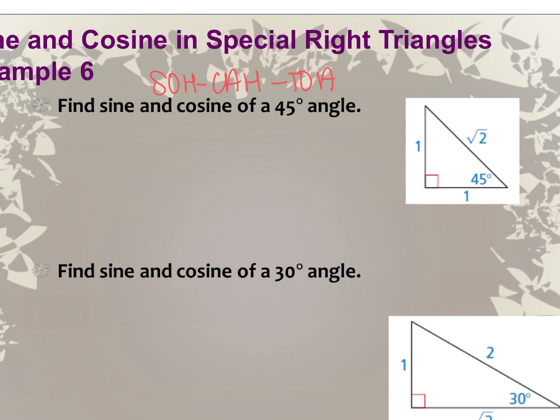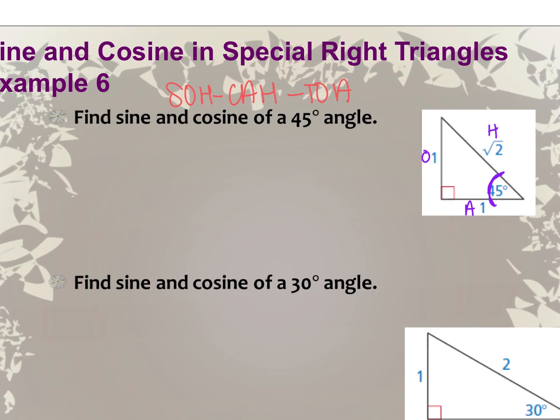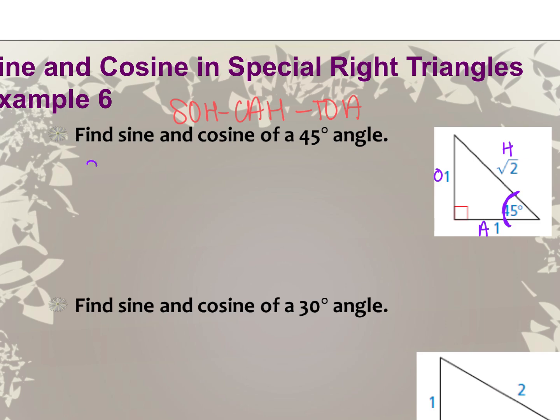All right, looking at this one, labeling according to angle 45, I have my opposite side, my adjacent side, and my hypotenuse. So I'm going to go ahead and do sine first. I have sine 45 equals my opposite side over my hypotenuse. Keep in mind I cannot have a square root as my denominator, so I have to rationalize it. If you rationalize your denominator correctly, you should have the square root of 2 over 2 for sine.